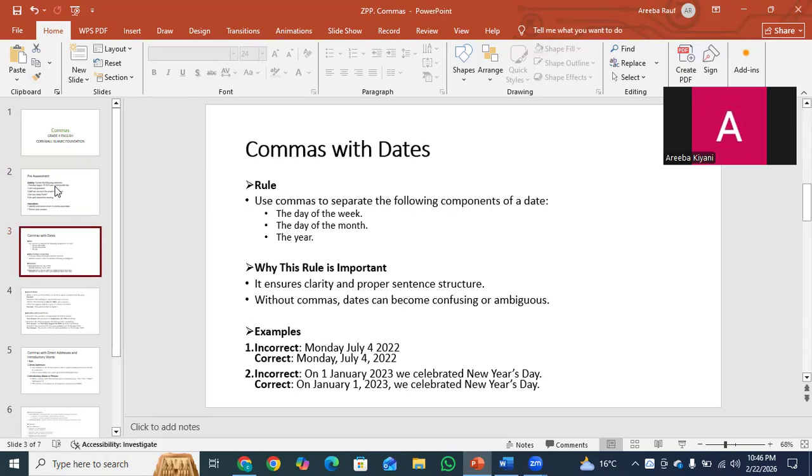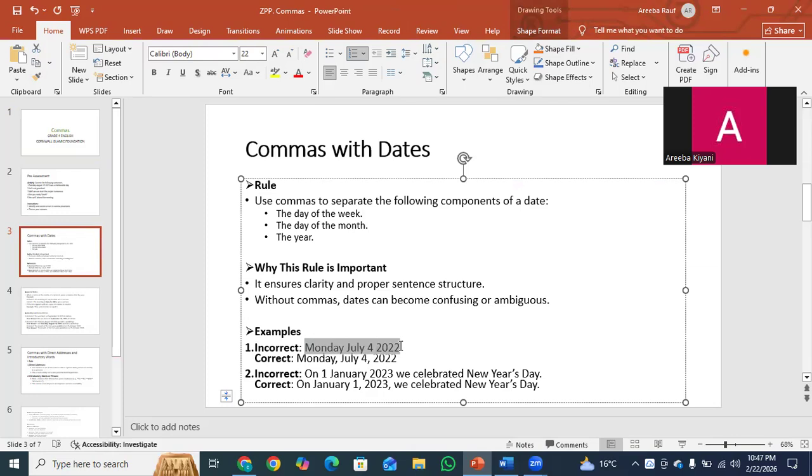Okay. The first one is commas with dates. Use commas to separate the following components of a date: the day of the week, the day of the month, and the year. When we write a full date, we use commas after the day of the week, the day of the month, and the year if the sentence continues. Okay? For example, we have the sentence Monday, July 4, 2022. We simply put the comma after Monday, after July 4, and we don't have to put a comma after 2022.